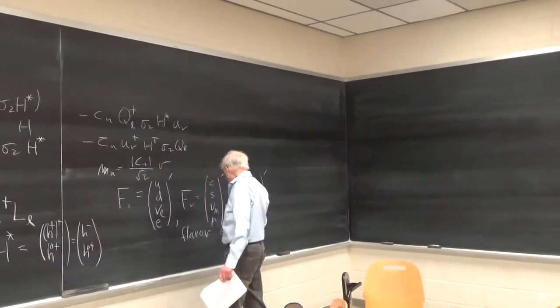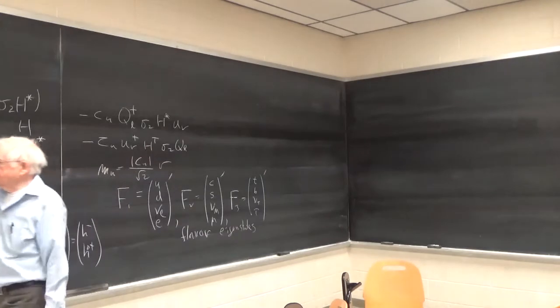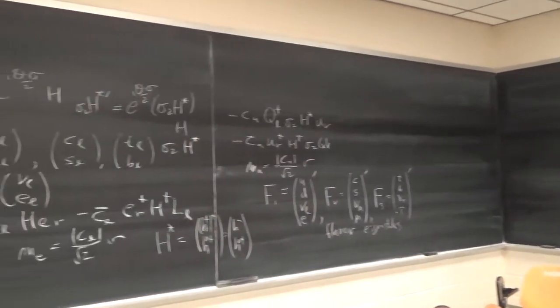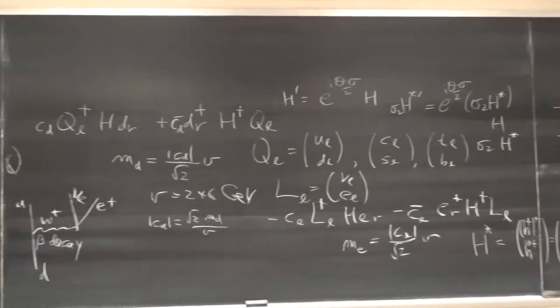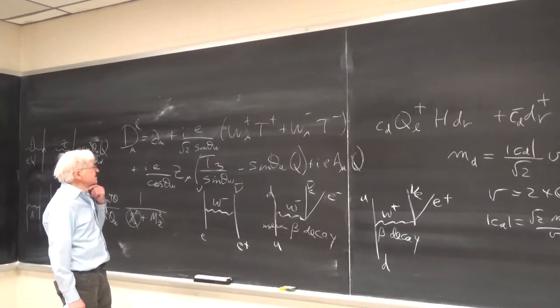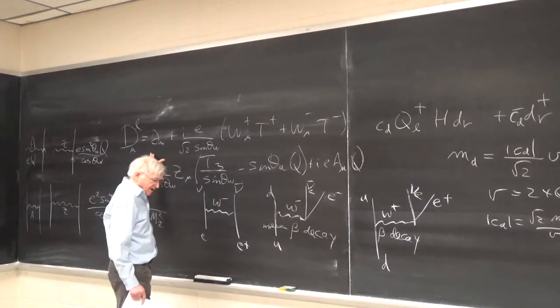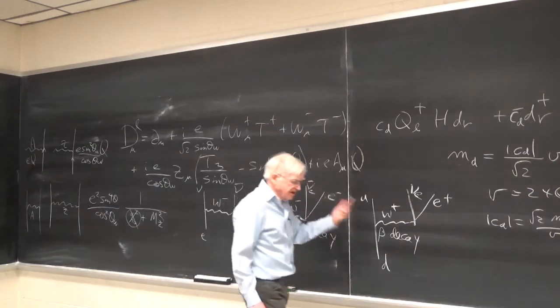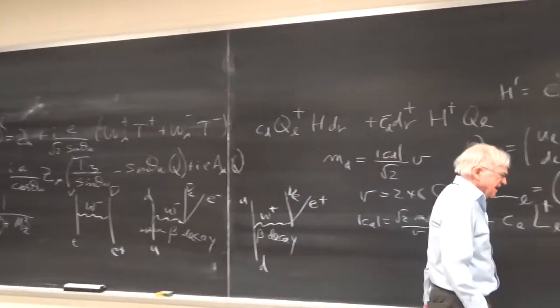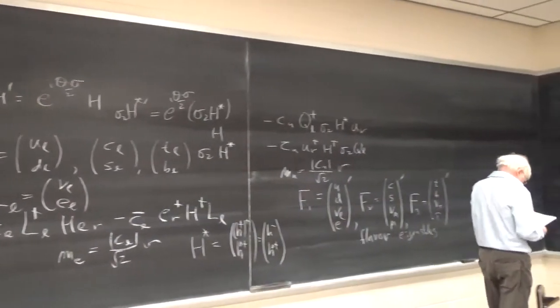But, as you'll see in a moment, when we have three families, the primes are for the fields that transform simply according to the group transformations of SU2 left and U1 of hypercharge. The hypercharge doesn't cause a problem, it's the SU2 that causes a problem.